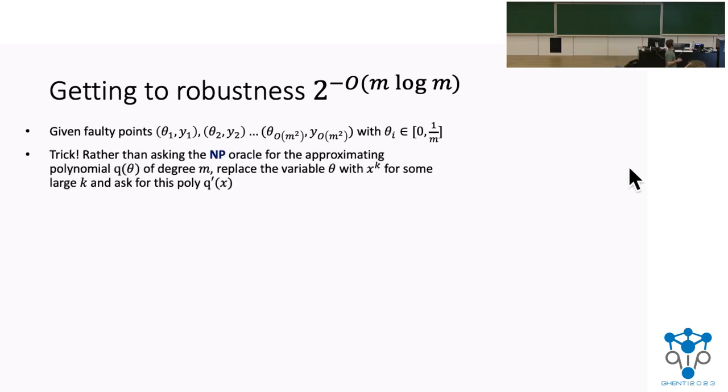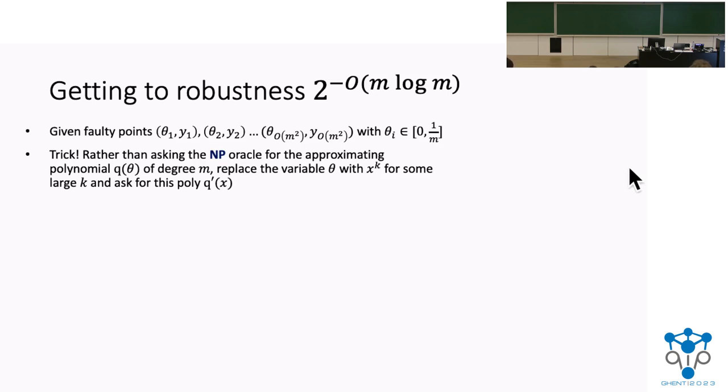Before, we asked the NP oracle for the approximating polynomial q of degree m that also 2/3 agrees with these points. Now we're going to do something a little bit more clever. Rather than asking the NP oracle for a polynomial q that delta agrees with 2/3 of these points, we're going to ask for a slightly different polynomial that we call the rescaled polynomial. That's the polynomial that comes from replacing the extrapolation variable theta with x to the k for some large k. And we're going to ask for this polynomial, which I'll call q prime of x.